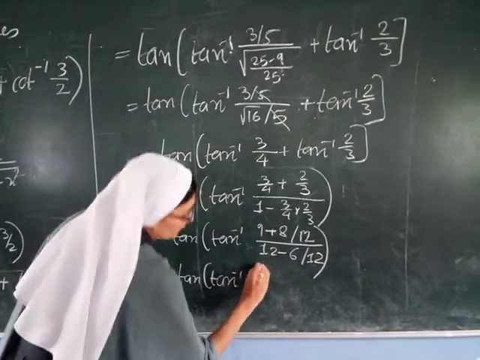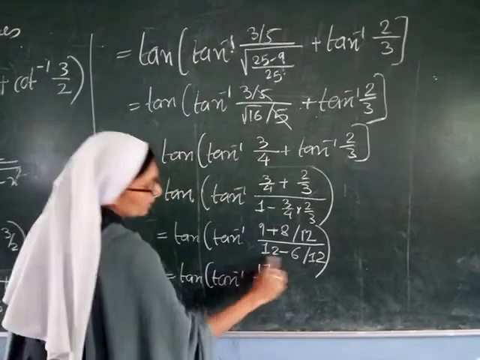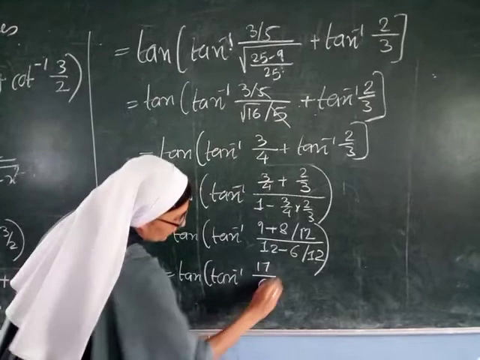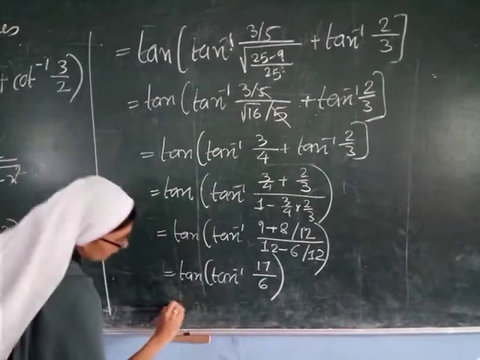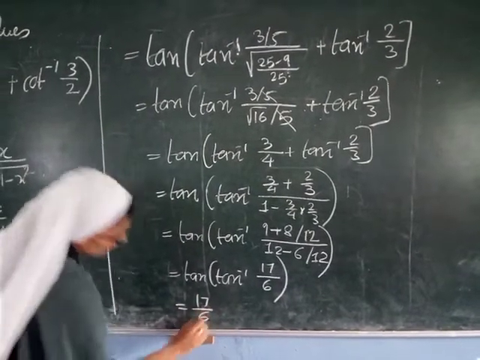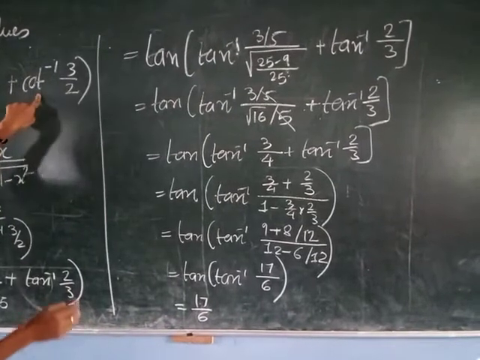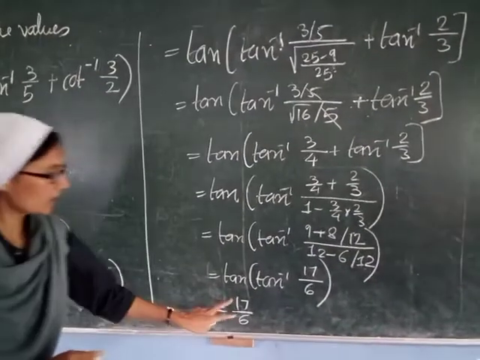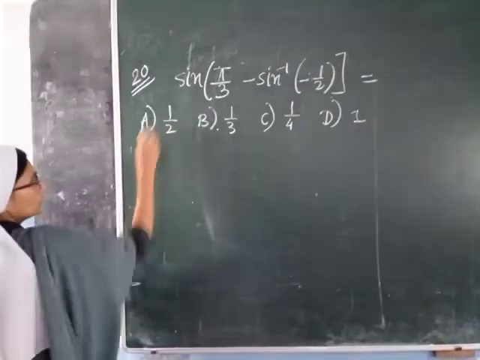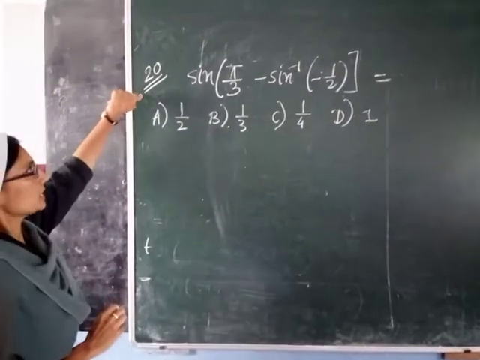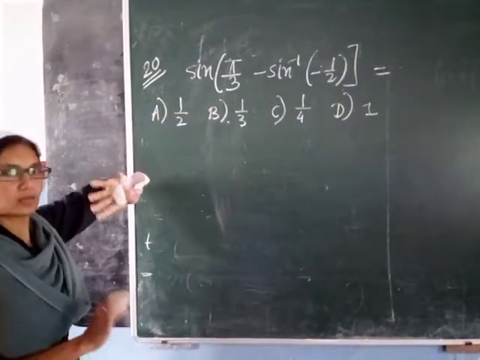So 9 plus 8, 17 divided by 12 minus 6 is 6. Okay, so tan inverse and tan cancel. So 17 by 6, and that is the value of this. Okay, the answer of this is 17 by 6. So question number 19 I will give you for homework.